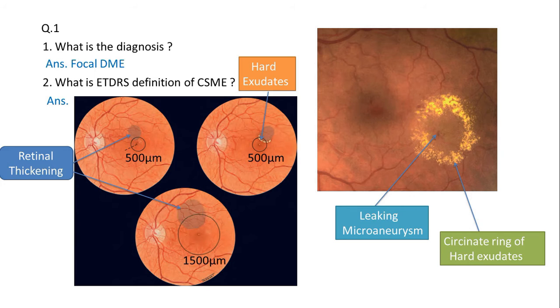So here we can make a concept that all three criteria have retinal thickening. In the second criteria, along with retinal thickening, there are also some hard exudates that are present. In the third criteria, the retinal thickening is more, which is around 1500 micron or one disc area.